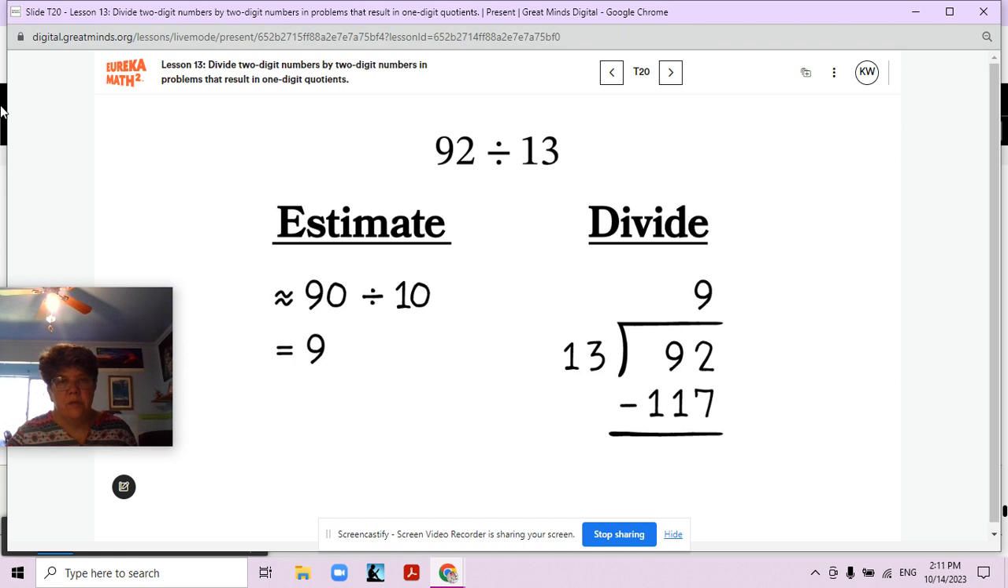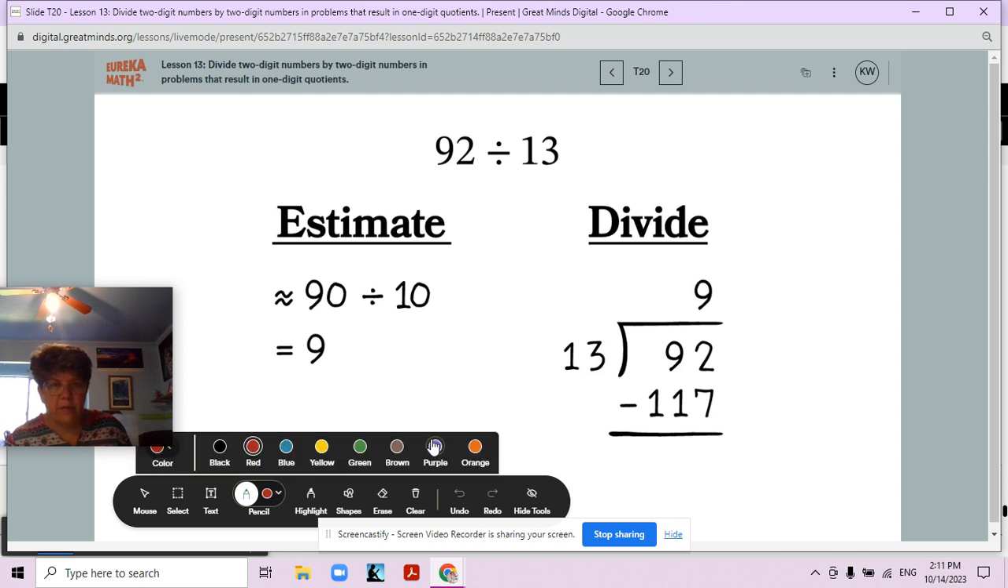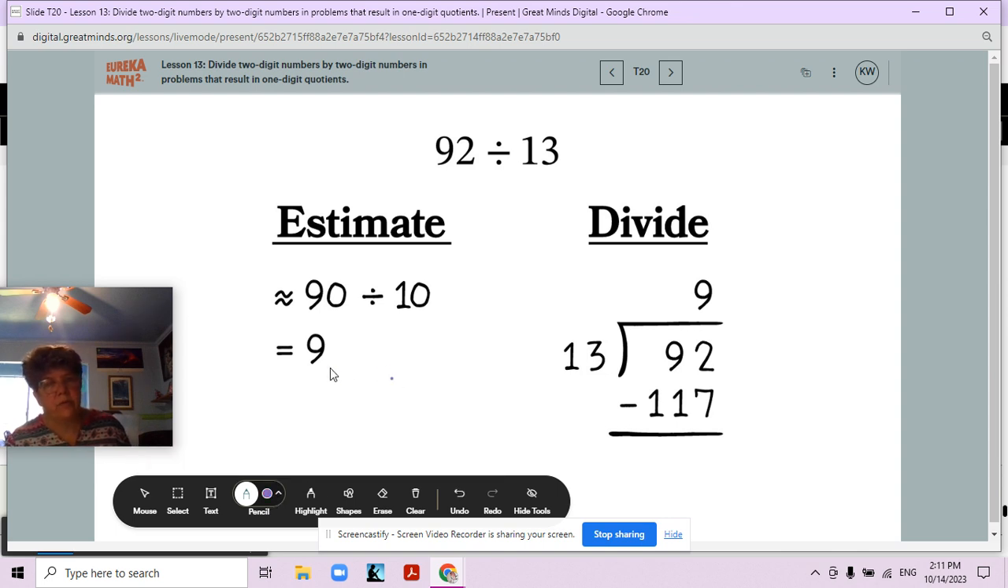All right, so we see that they rounded 92 to 90 and 13 to 10. So rounded both of them down, that's fine. And 90 divided by 10 is 9, so that was really nice. Then they went ahead and did the problem using the original numbers, very important, 92 divided by 13. And they did 9 times 13, right?